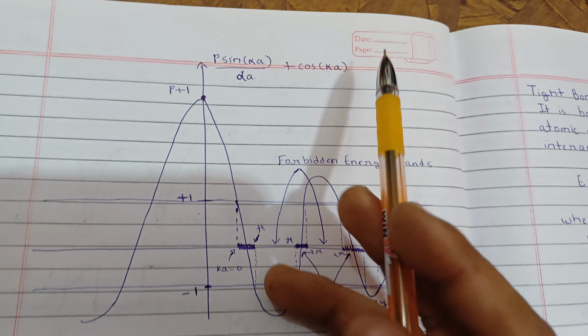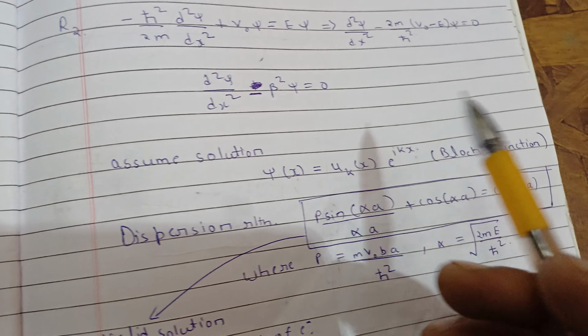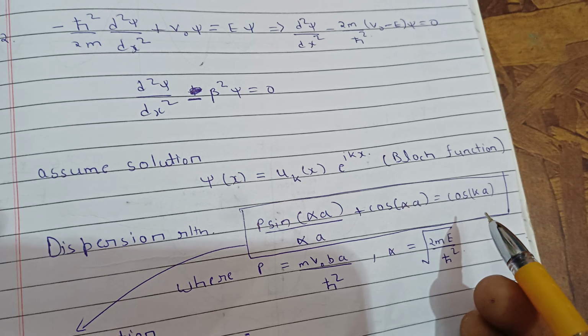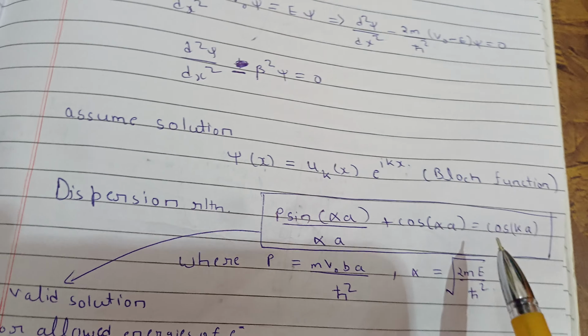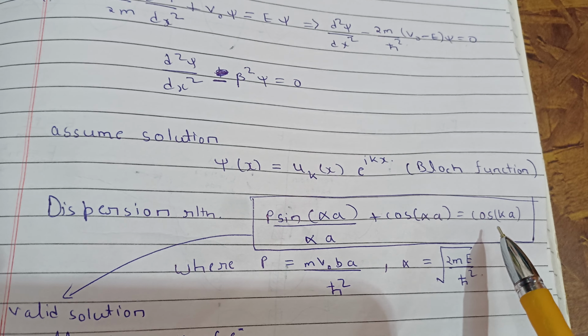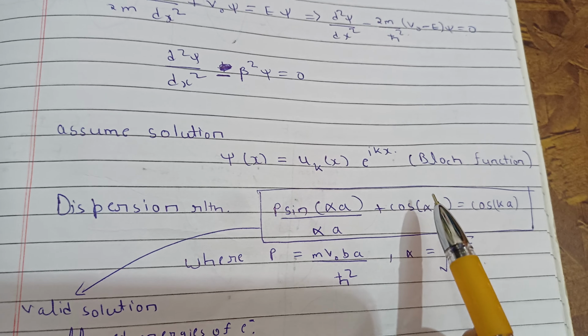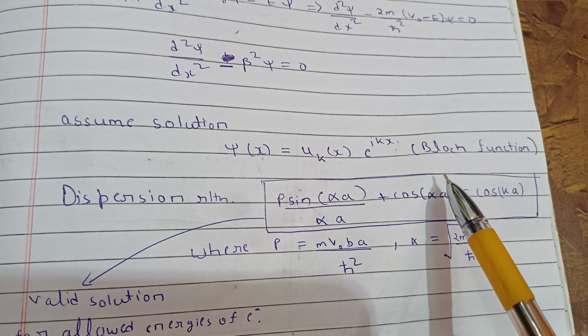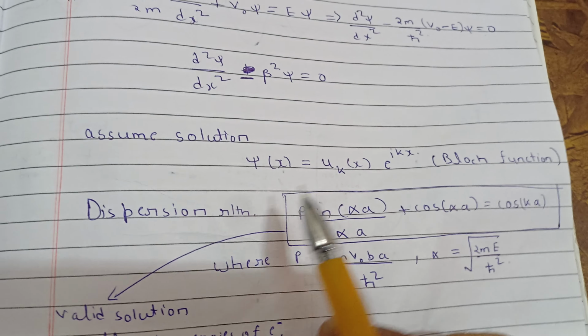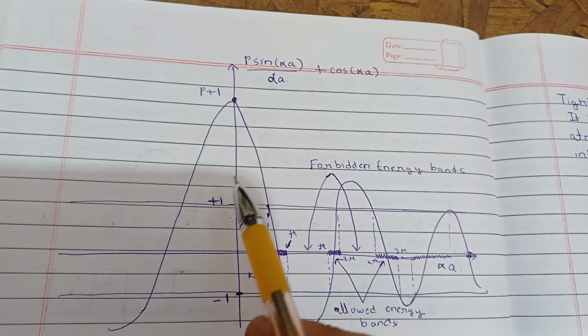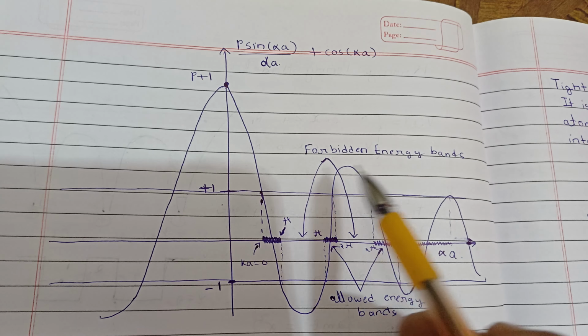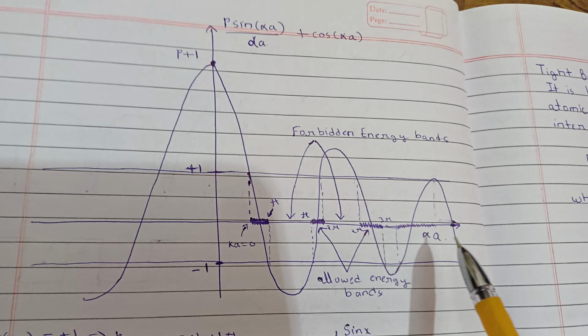Now this should be equal to what? Cos Ka, to satisfy the equation. And what is the maximum and minimum value of cos Ka? That is plus 1 and minus 1. This means the left hand side should be in the range of plus 1 and minus 1, only then the energy will satisfy. So we draw a line at plus 1 and at minus 1.